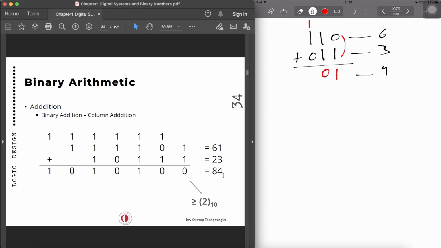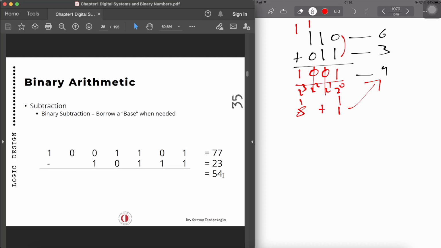And we have got a carry. 1 plus 1, it's again 2, so we just write 0, and we have got a carry. And then that carry is going to drop down, and we have got 9. So is this 9? 2 to the power 0, 2 to the power 1, 2 to the power 2, and 2 to the power 3. So 8 is valid, 2 to the power 3 is 8, and 1 is valid. These are zeros. So 8 plus 1 will give you 9. This is how we do the addition.